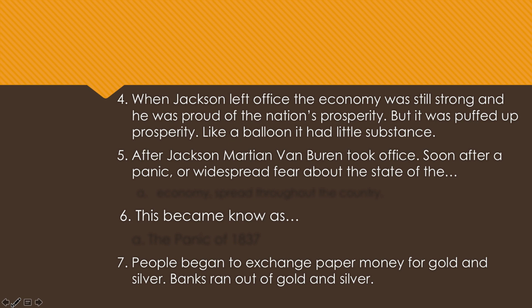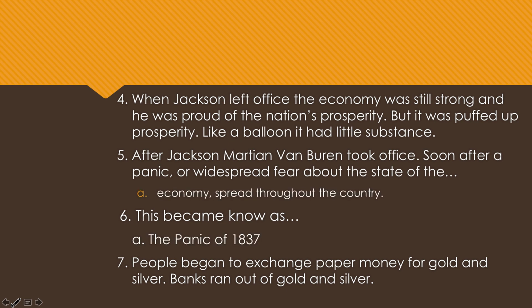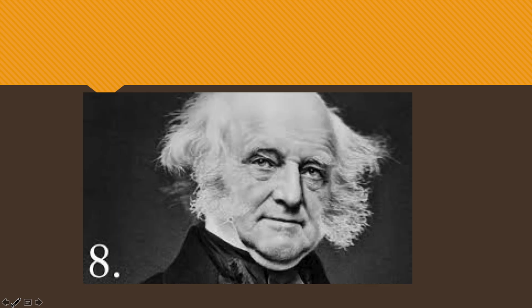So if a bank runs out of money, you still get your money. But at this time, this is a panic. This becomes known as the Panic of 1837. People begin to exchange paper money for gold and silver, and the banks run out of that gold and silver. They close their doors. There's no more money to give to people. So if you had $10,000 in the bank and your bank goes out of business, you're out of luck because you just lost $10,000.